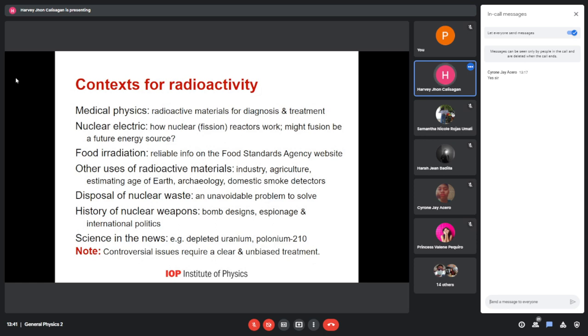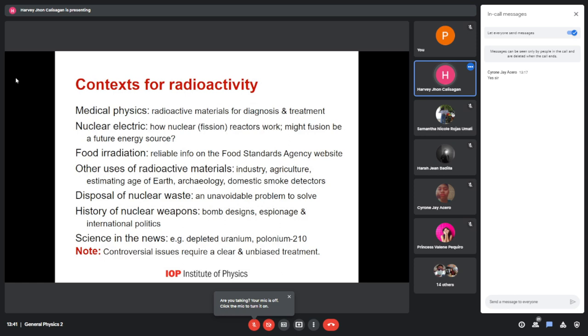And also other uses of radioactive materials. Radioactive materials can be used in industry, agriculture, and estimating the age of the earth. They also use monitoring devices based on the radiation or heat of a volcano. Also, we have archaeology and domestic smoke detectors. Also, the improper disposal of nuclear waste can be observed, caused by the effect of radioactivity or radiation. This is a very unavoidable problem to solve because most companies or industries don't even care about their nuclear waste or radioactive waste.